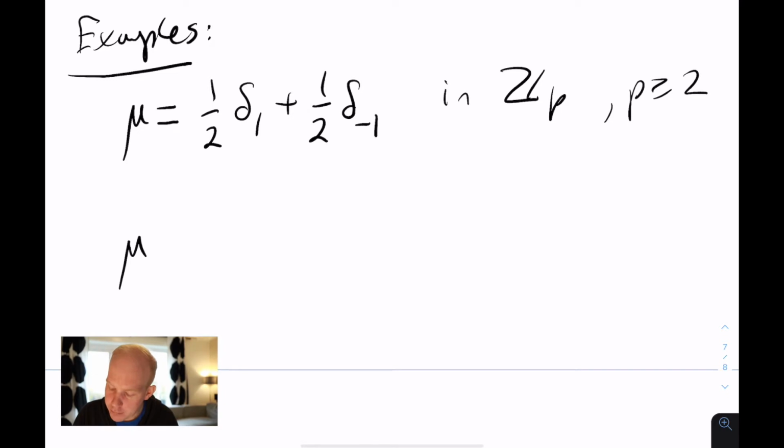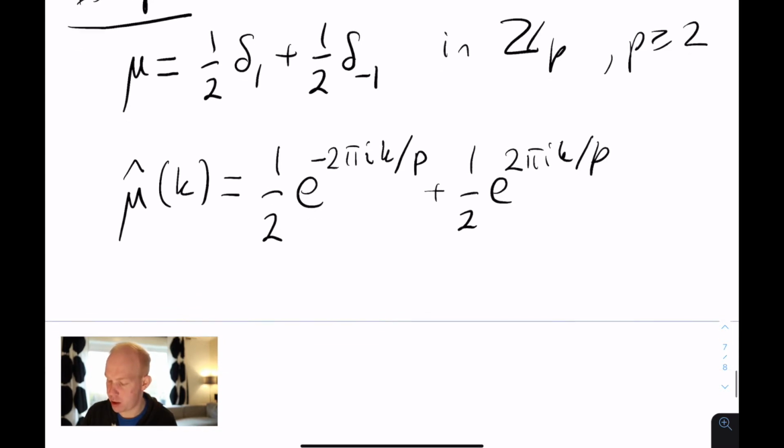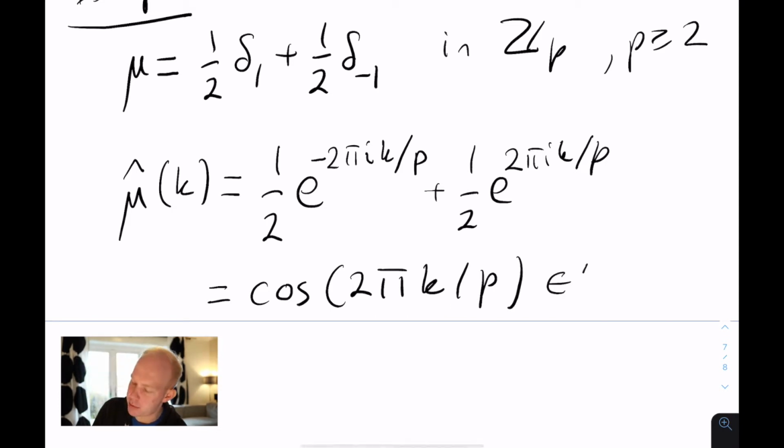Now I don't know if you recall, but we computed the Fourier transform of this already. If we take the Fourier transform at k, then using the fact that this becomes complex numbers, I recall it just briefly. This is half e to the minus 2 pi i k over p, plus half e to the 2 pi i k over p, that's at the -1. So this becomes a cosine, using the identities for the cosine of 2 pi k over p. That's the expression. So it's a real number.